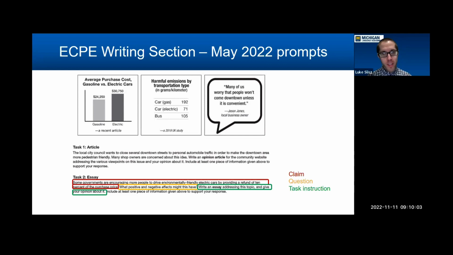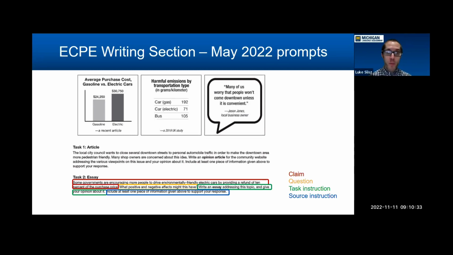So once again, both tasks are asking for an opinion, but the framing is a little bit different, and that might result in a slightly different response. Then the final sentence of the prompt, this is always the same. It's to include at least one piece of information given above to support your response. And once again, students definitely need to include at least one of those sources above to actually fulfill the task requirements here. And this description also applies to the proposal, right?